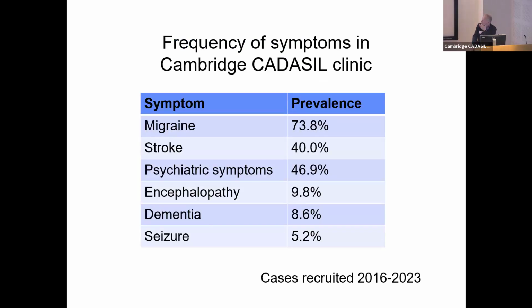So this just shows you how common the symptoms are in people who come to the clinic. This is recruited 2016-23. So, about 70% of people have migraine, about 40% have strokes. The problem with psychiatric symptoms is depression is so common in the general population anyway. I think probably 25% of the population has depression. But you can see that anxiety and depression are more common in CADASIL. Whether that's just because it's a stress of coping with the disease, the strokes, but there does seem to be some reason why depression may be a little more common in the disease. You can see about 10% have encephalopathy, 8% dementia, and 5% seizures.